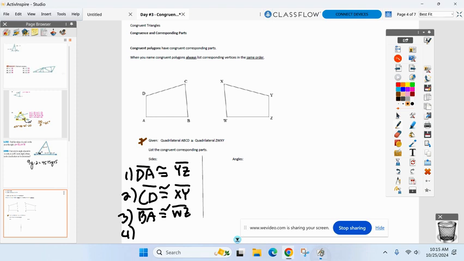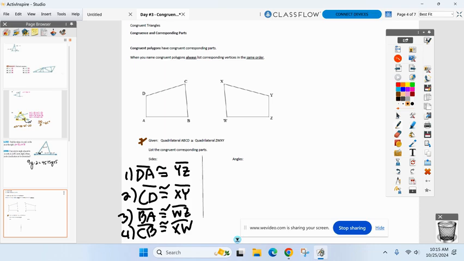And that pair, Scotty? AB and W. Oh, wait, no. Yep, you're fine. CB, XW. Yep, CB congruent to XW. Good. So is everyone good there? All right, the sides match up, so do the angles.